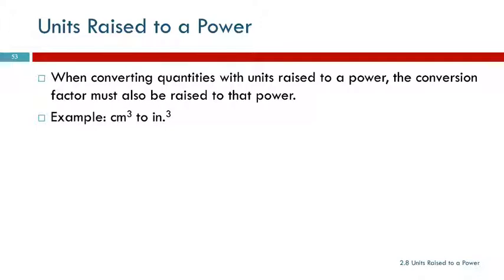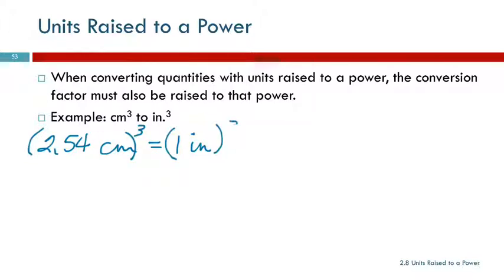we learned that 2.54 centimeters is equal to 1 inch. If I'm going to cube the unit, I have to cube the whole thing. So I'm going to cube both sides of that equality. And I'm going to end up with 2.54 cubed centimeters cubed is equal to 1 cubed cubic inches.